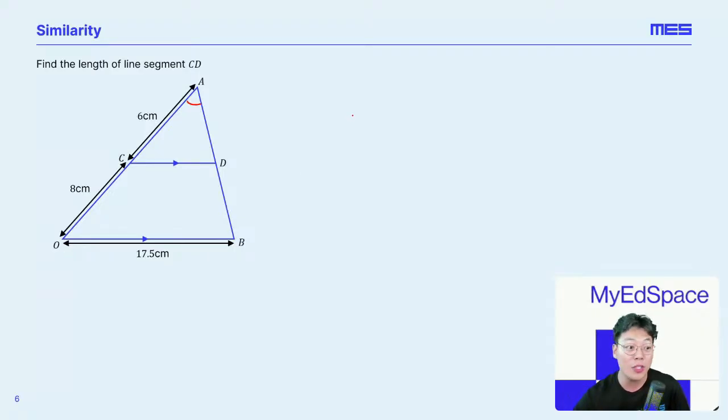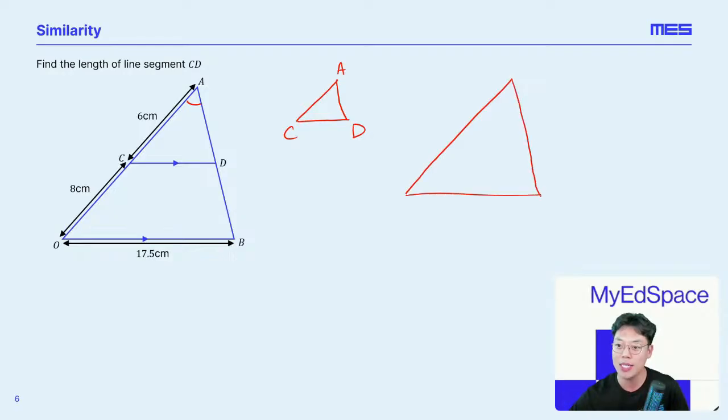So if we were to redraw these two triangles, I would have the smaller one, and the smaller triangle I would call A, C, D, and the bigger triangle, if I were to try so hard to make this as accurate as possible, tried my best there.